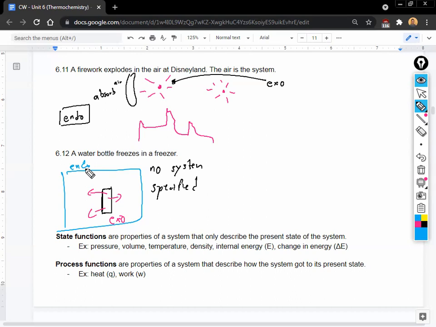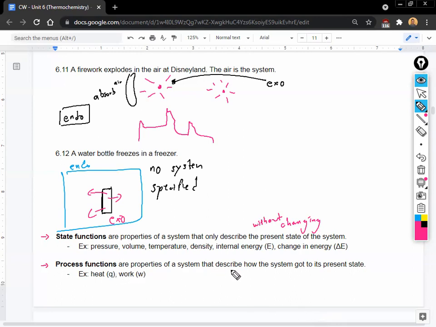Okay, last thing before we finish up this section, there are two things you need to be aware of. The first are state functions and the second are process functions. Now, state functions are properties or measurements that describe the system as it is right now. A good way to think about it is that you can measure it without changing the system. So things like pressure, volume, temperature, density, the energy inside, the change in energy and how the energy changes. But you can measure these without actually changing the system.